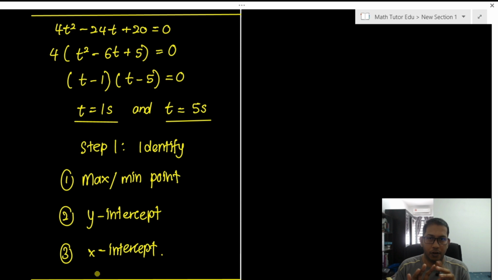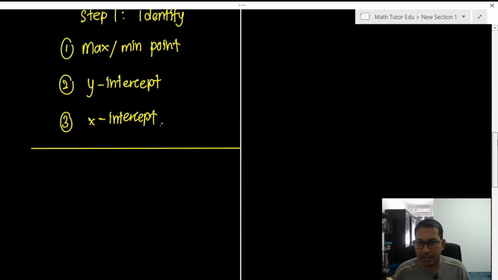You should have 4 steps: maximum or minimum point, y-intercept, x-intercept, and the last one is the low and high range. Once you have fulfilled the range, now you can do the basic sketch. By the way, I've already done the basic sketch for you, so let me just copy paste this.